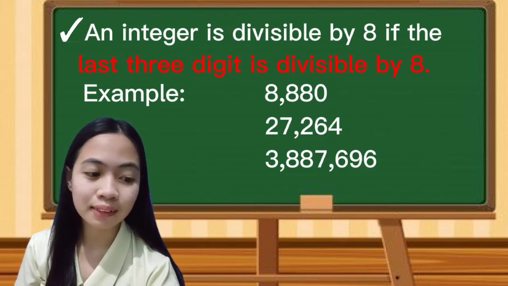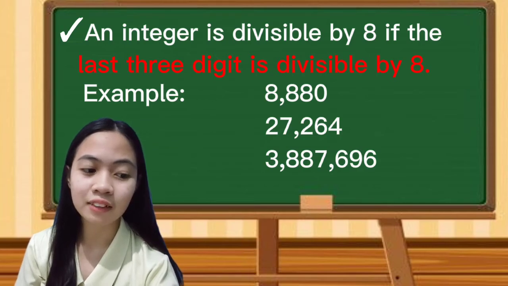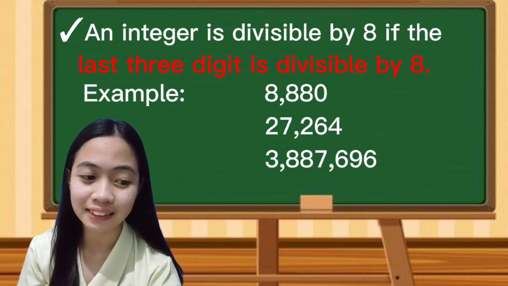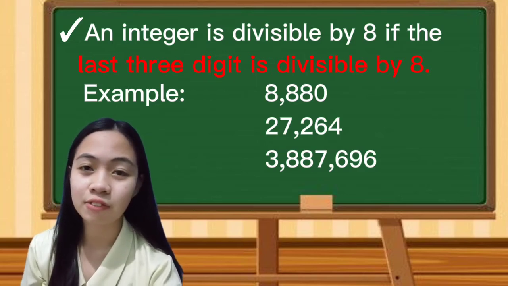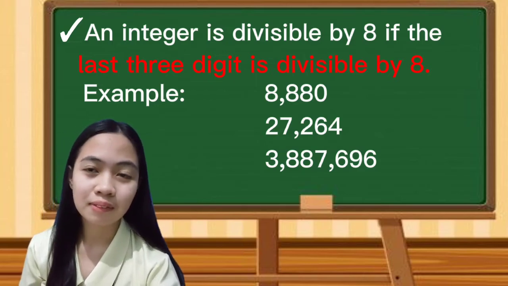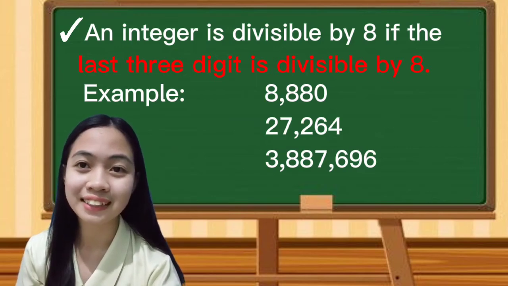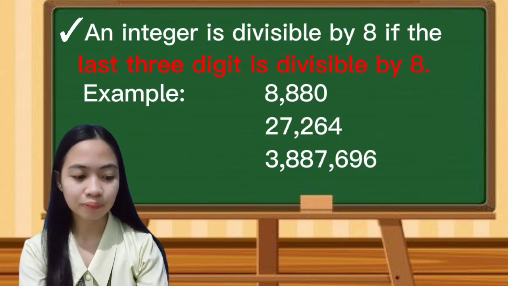And last one, 3,887,696. The last 3 digits is 696. 696 is divisible by 8. Meaning to say, 3,887,696 is divisible by 8.